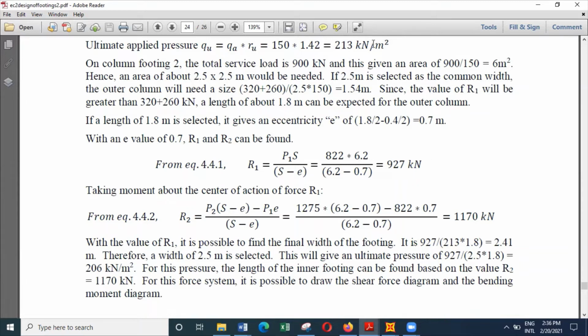And if that value is less than this 213, that corresponds to the maximum pressure that we can exert on this particular soil. Because we consider the net bearing capacity of 150, and once you multiply it by the ultimate factor, you get 213 kilonewtons per meter squared. But due to this R1, we are getting a value slightly lower than this. Which means under the footing, the allowable bearing pressure will not be exceeded. So we have got a pressure of 206 kilonewtons per meter squared, and we'll use that value.